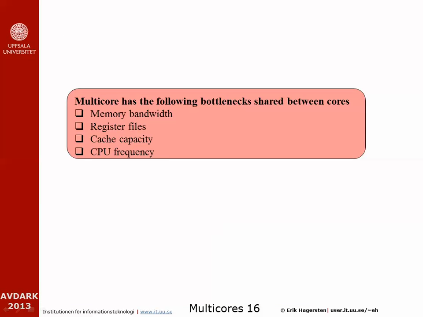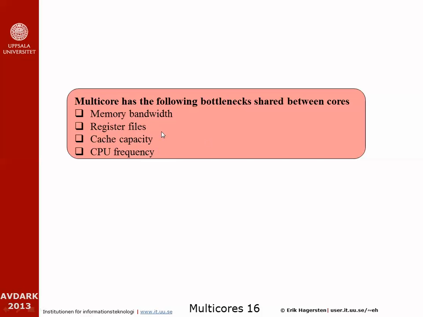Answering a question here about multicores. So multicore has the following bottlenecks shared between cores: memory bandwidth, register files, cache capacity, or CPU frequency. And there may be multiple correct answers here.